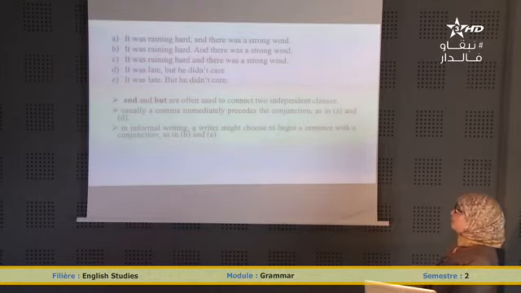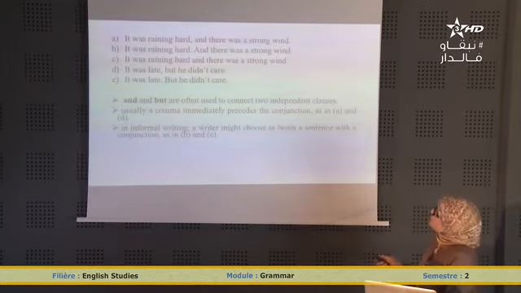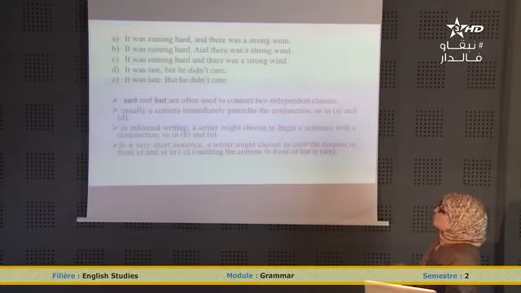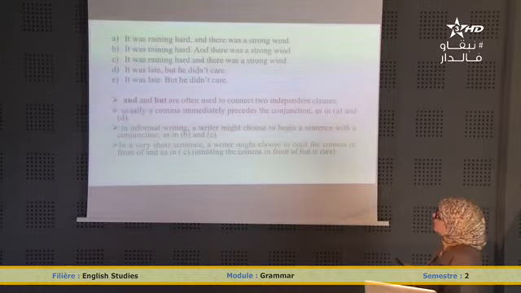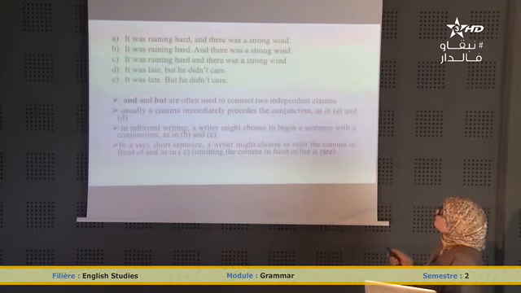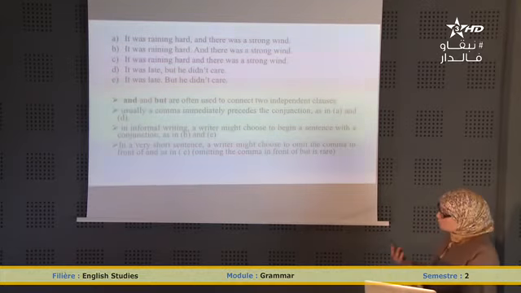In informal writing, a writer might choose to begin a sentence with a conjunction, as in B and E. Here, as we said, we can have a full stop and then we begin the second one with the conjunction. The same thing here. In a very short sentence, a writer might choose to omit the comma in front of "and", as in C. If you look here, we have no comma because it is a short sentence, and we can read it at once without any problem.